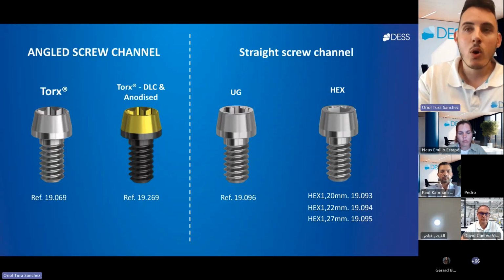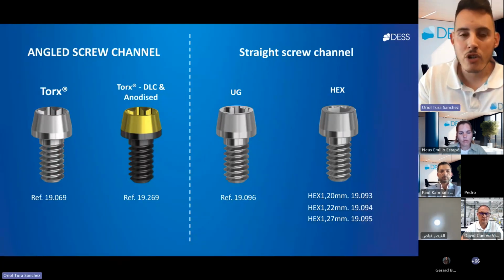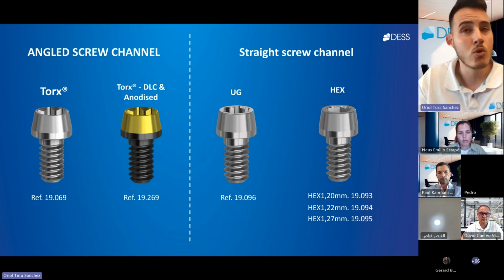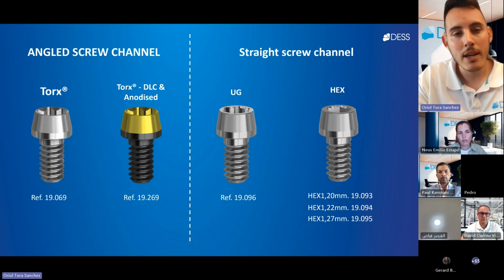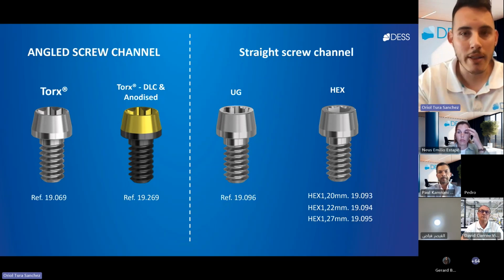We will offer those screws in two different versions. I divide them according to the possibilities that they offer you in the design: the angle screw channel screws and the straight screw channel screws. The torque socket ones are available in two versions, a standard one and a premium version with a DLC coating plus an anodization in the top part.